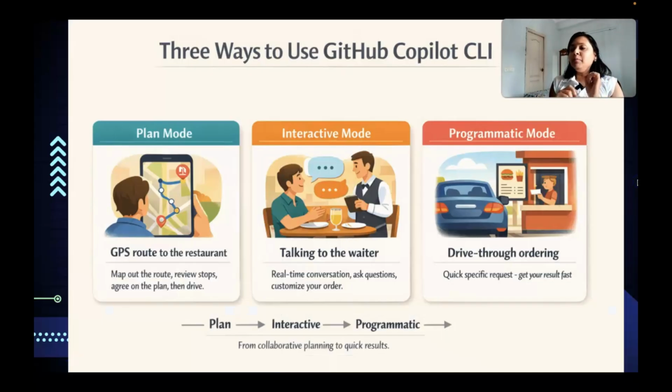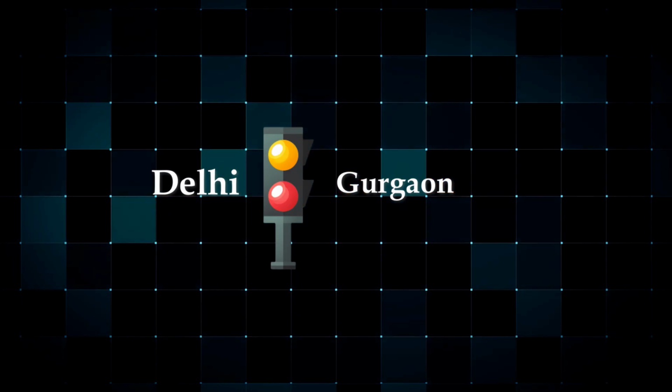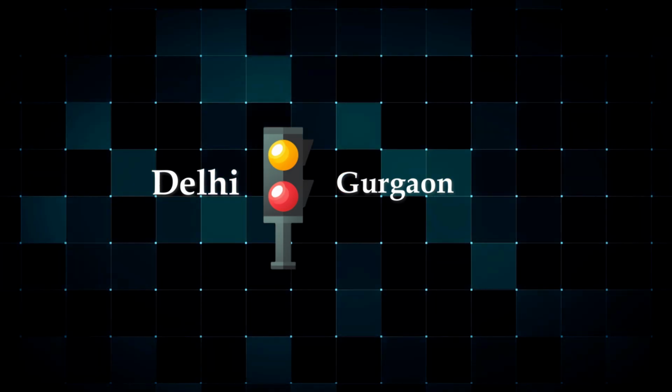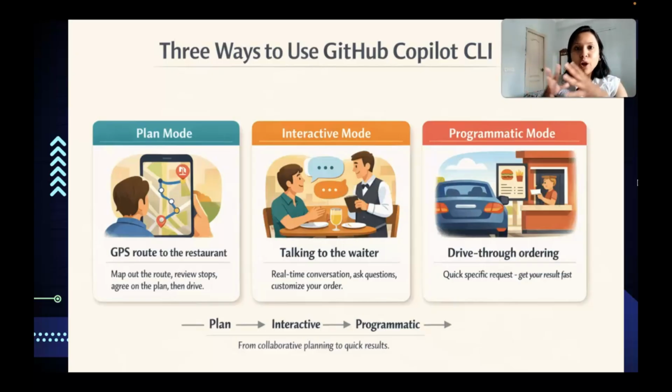In the plan mode, let's say you want to go to a restaurant and order something to eat, right? For example, from Delhi, a particular place in Dwarka, you have to go to Gurgaon. So you have to plan your drive. It's a long drive, basically, and there's huge traffic, right? So you have to plan it.